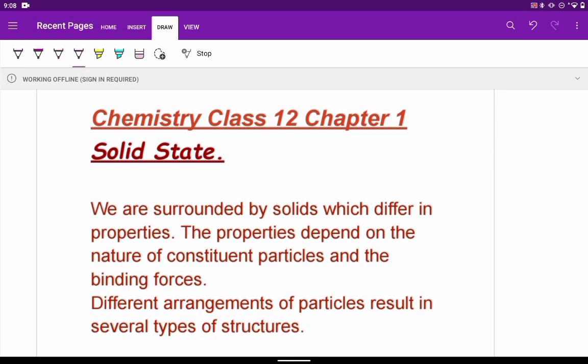The reason being the properties of the solids depend on the nature of constituent particles. Constituent particles means either atoms or molecules or ions. And these properties also depend upon the binding forces, that is the forces which are present between these particles. Based on both of these, we get different arrangements of particles, and because of the different types of arrangements which arise from different types of binding forces and different types of particles, we get several types of structures.